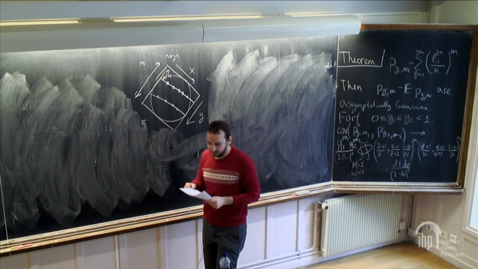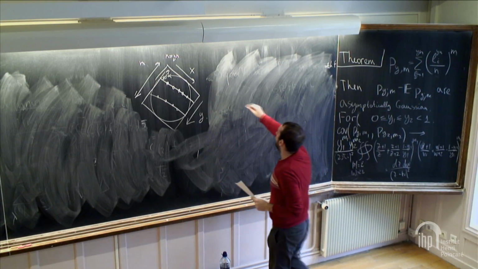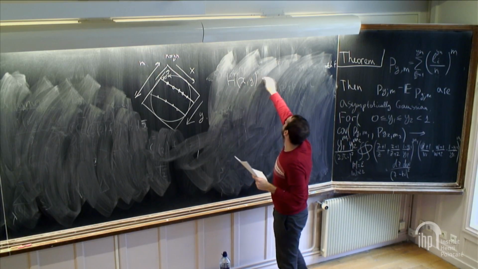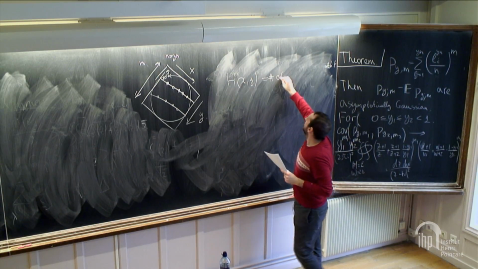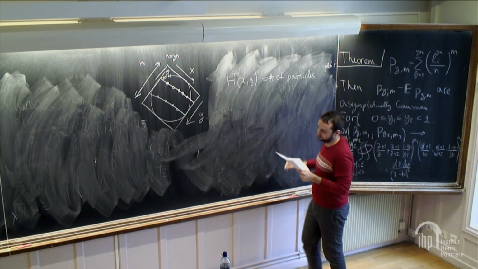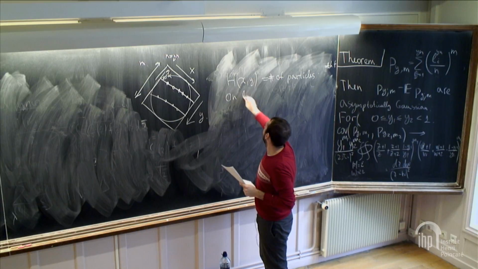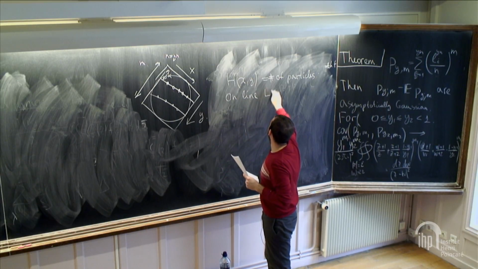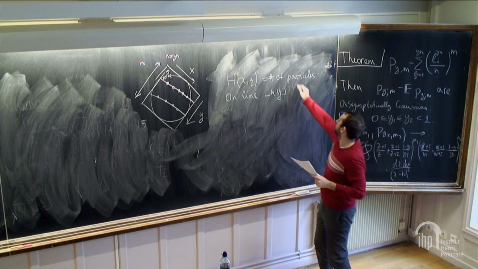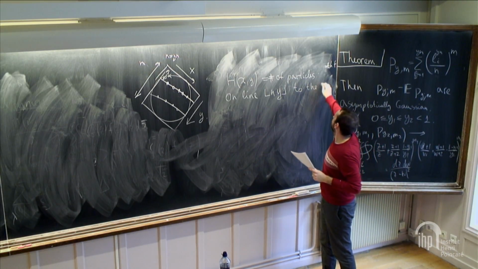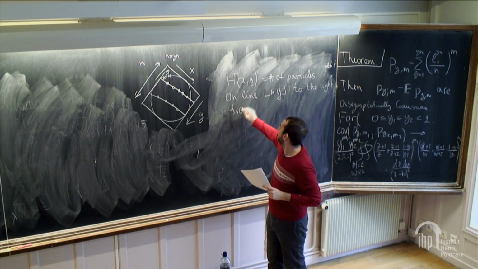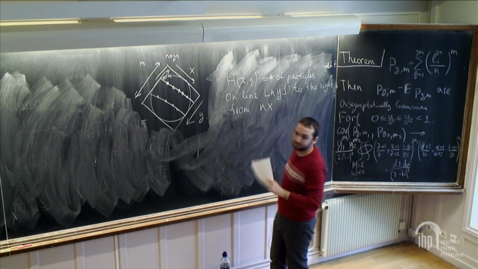Okay, so let's define a height function of this Aztec diamond. So by the definition, h of x and y will be the number of particles on the line integer part of ny to the right from nx.